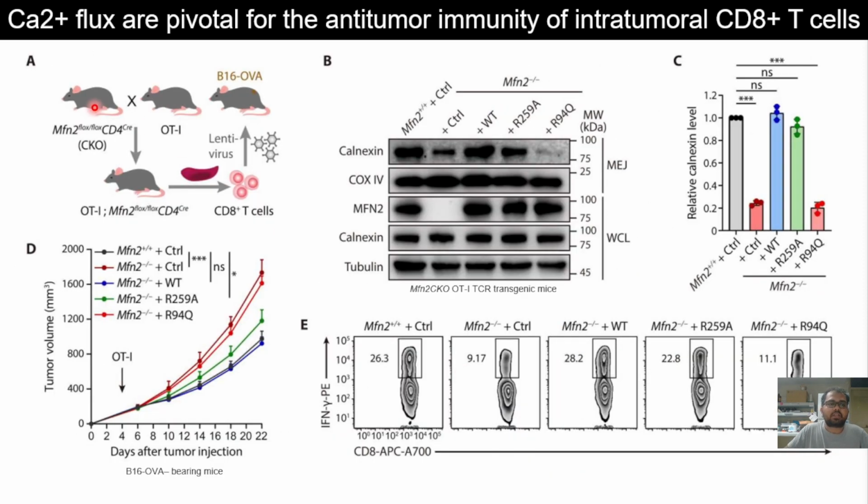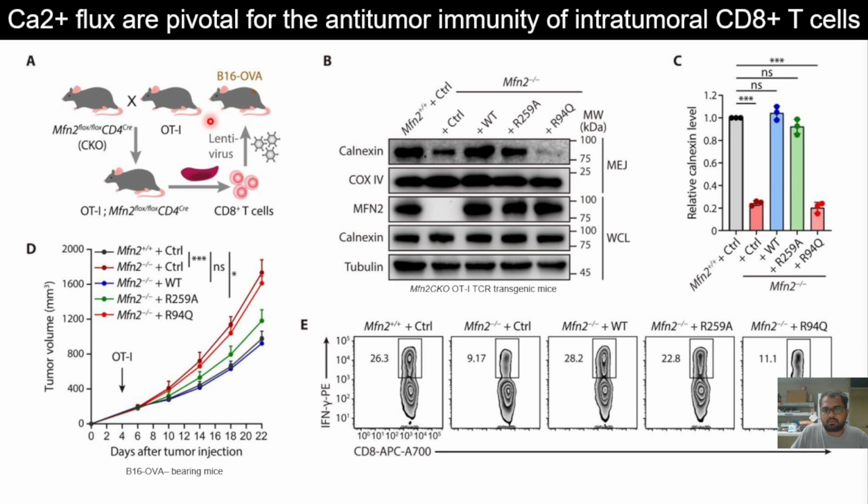Further, to establish the function of this calcium flux in the anti-tumoral immunity of intratumoral CD8 T cells, they used MFN2 flox CD4-Cre mice and crossed them with OT1 mice, making OT1 MFN2 flox CD4-Cre mice. From those mice they isolated the CD8 T cells, used a lentivirus to transduce different variants, and then injected these cells into B16-OVA mice.